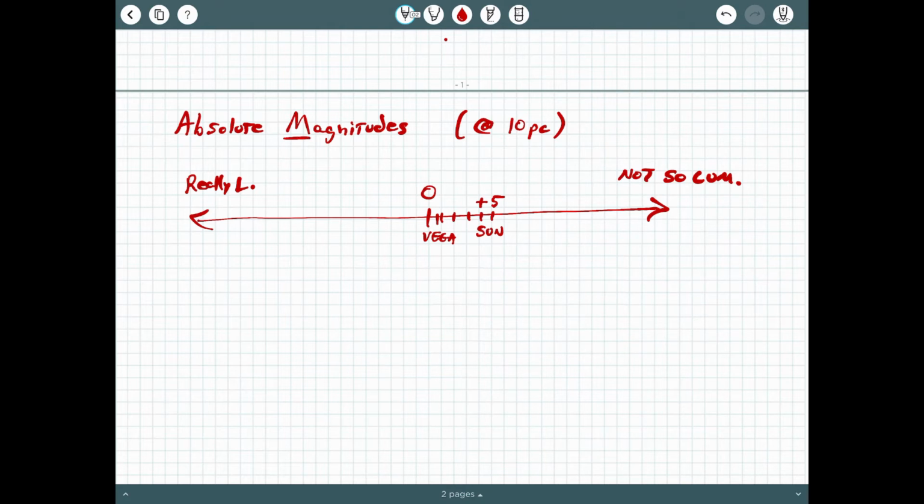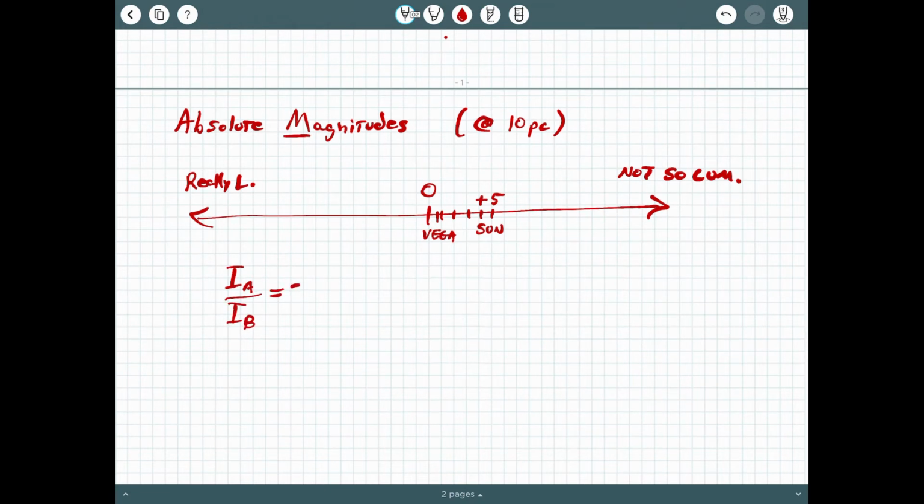And the math is still appropriate. You can say that the intensity of A to the intensity of B equals 2.512 to the power of the absolute magnitude difference. But you can also take this a step further and say, hey, this is about actual luminosity comparison. You can say that the luminosity of A to the luminosity of B equals 2.512 to the magnitude difference.